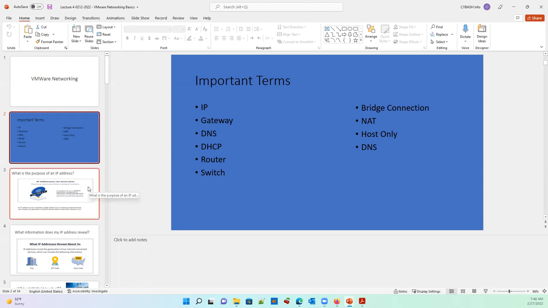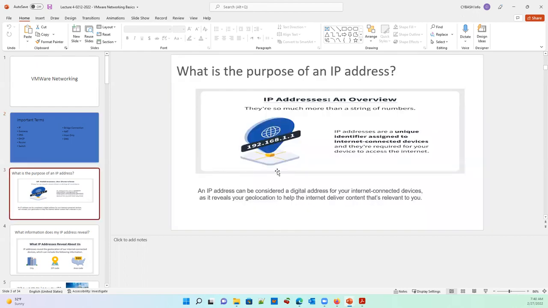Let's get started. So what is the purpose of an IP address? IP address stands for Internet Protocol Address. It's just like your ID, your Kimlik. You have a number unique to yourself that is used to communicate with everywhere.